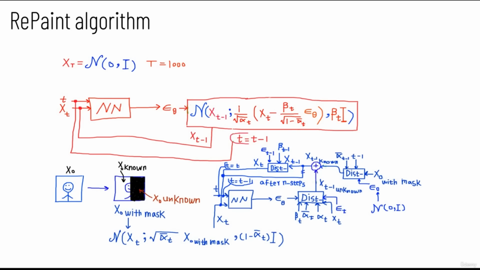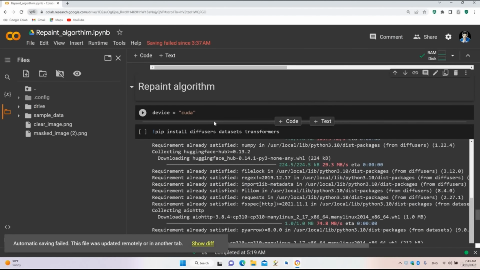Now we will learn how to apply all these things practically. Hi, in this lecture we will learn how to implement the Repaint algorithm. Firstly, we will specify the device that we will use, which is our GPU. We will use it to make the inference faster, or in other words, to make the reverse diffusion faster.